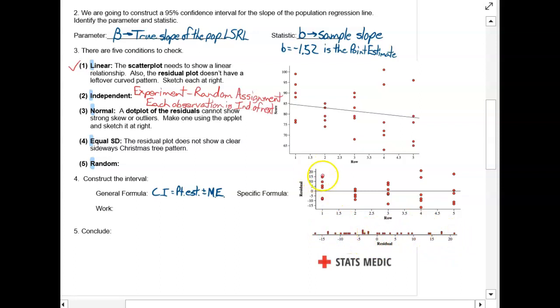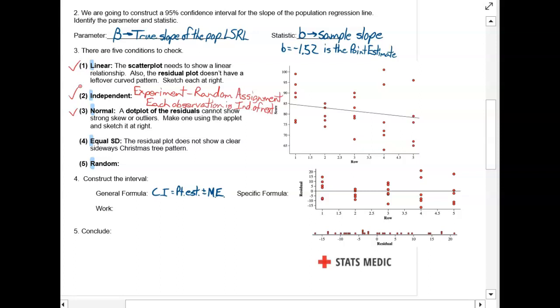So like this close to 15 right here is going to be over here somewhere. We made a dot plot, and this is similar to before when we just look and we say, okay, there's no strong skew or outliers. So the dot plot of the residuals cannot show a strong skew or outliers. So we see that that condition is met.